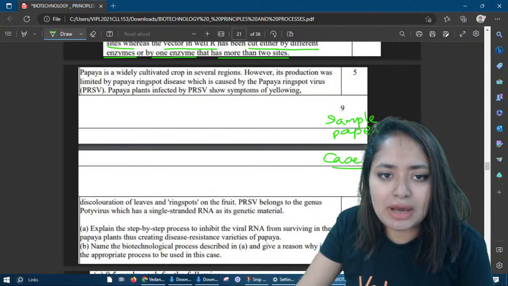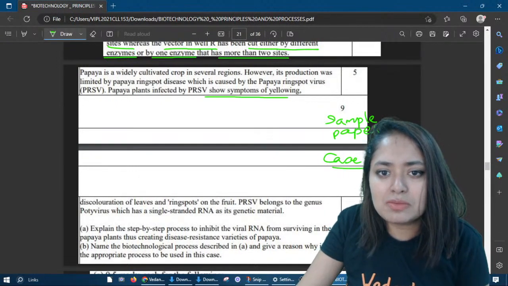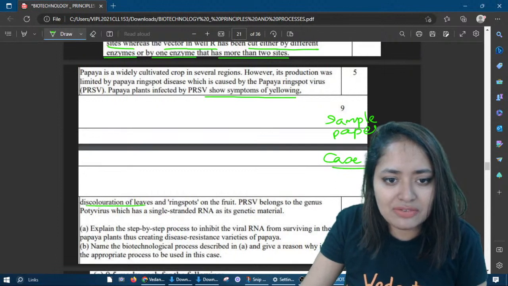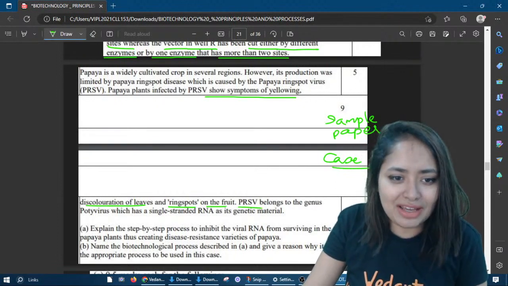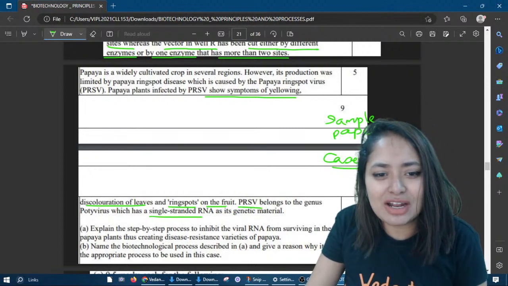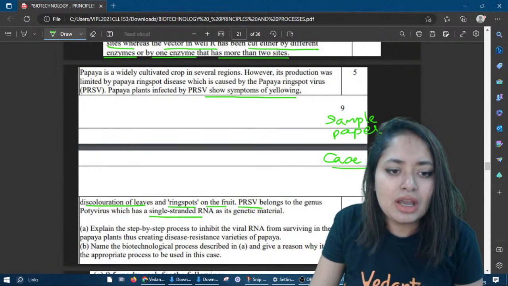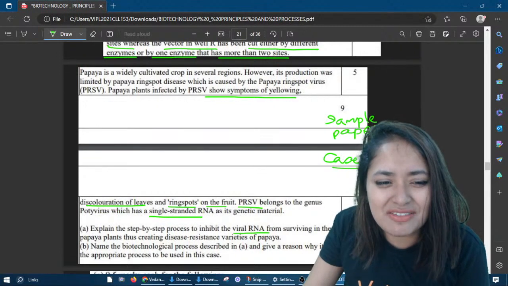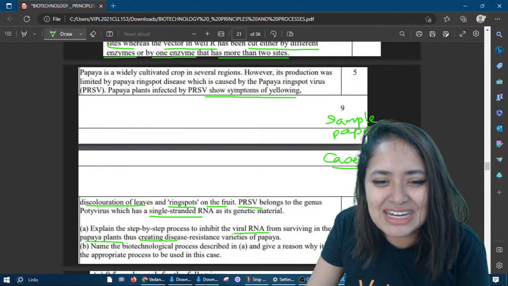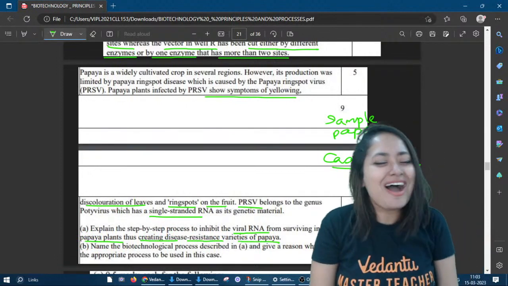Papaya plants infected by PRSV show symptoms of yellowing, discoloration of leaf and ring spot on the fruit. PRSV belongs to the genus Potyvirus, which has a single-stranded RNA as its genetic material. Explain the step-by-step process to inhibit viral RNA from surviving in papaya plant, thus creating disease-resistant varieties of papaya.